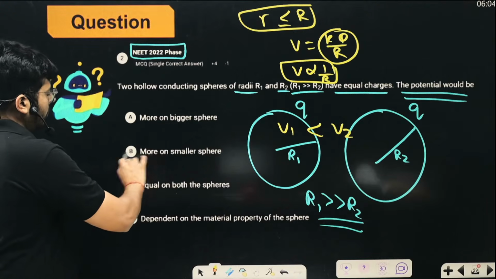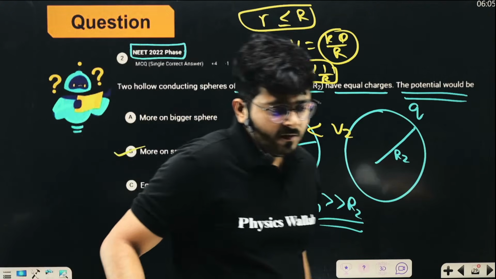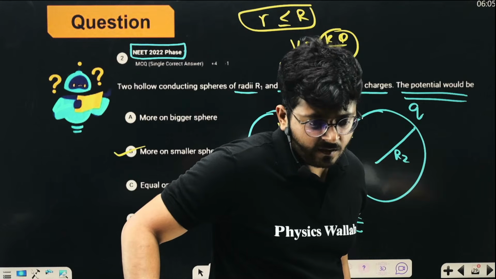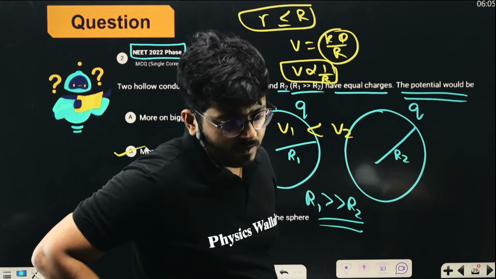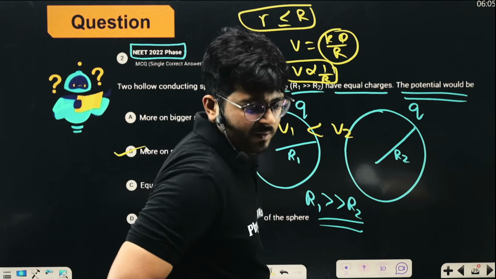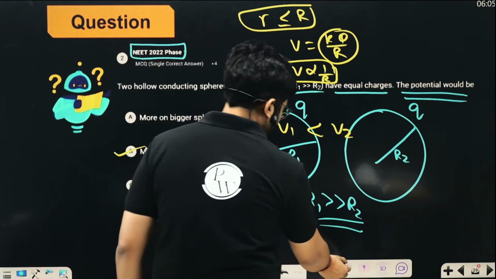Potential is going to be more on the smaller sphere. Very good, Ananya. B is correct. Yes, Chandu beta, good evening. Very good, Ayushi. B is correct. Very good, Manjulika beta. B is correct. So B is the correct answer.